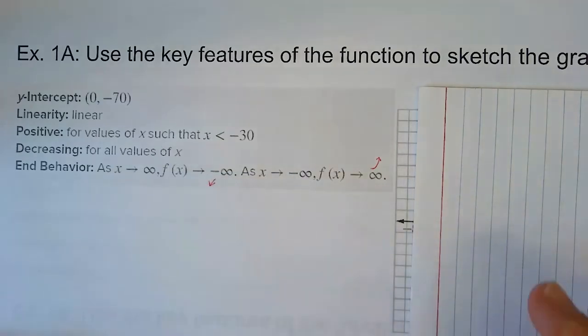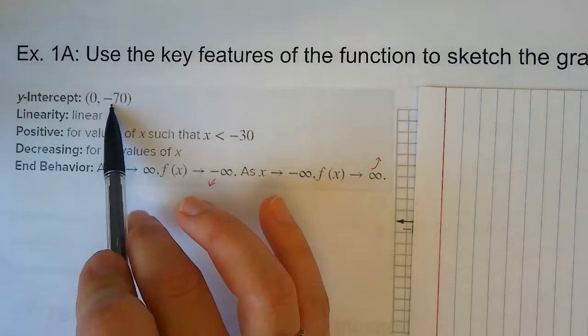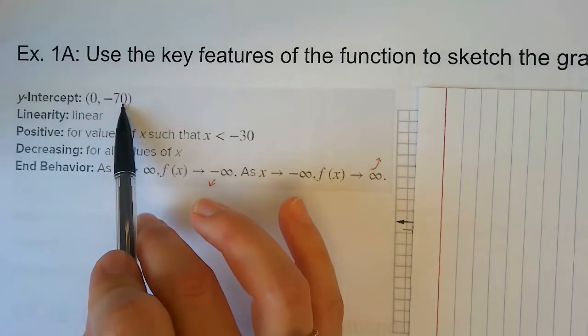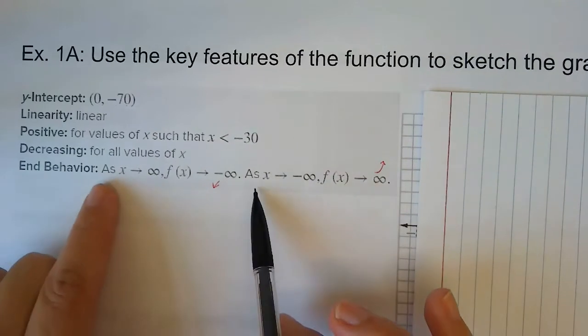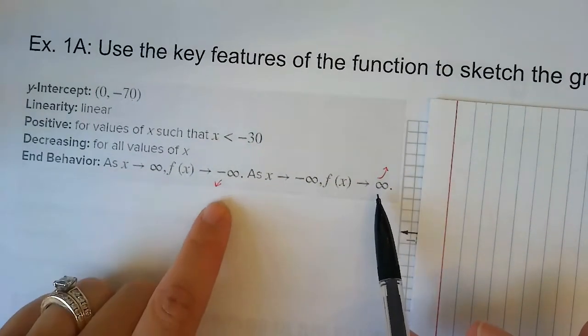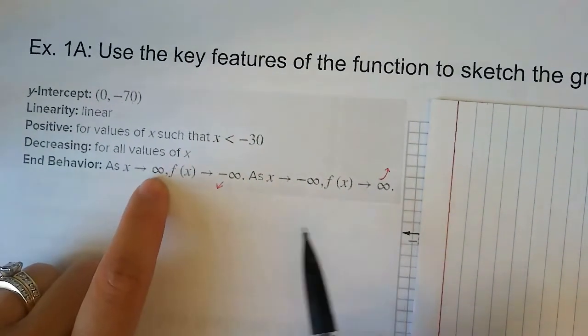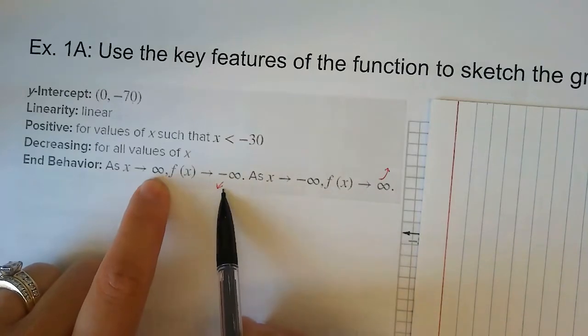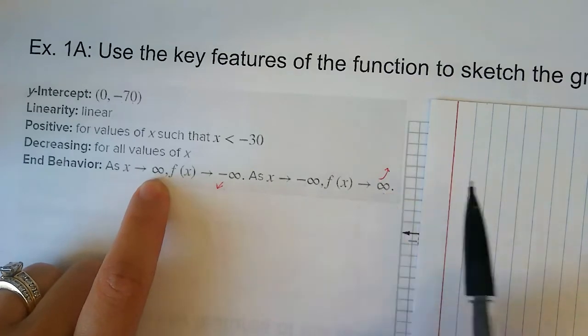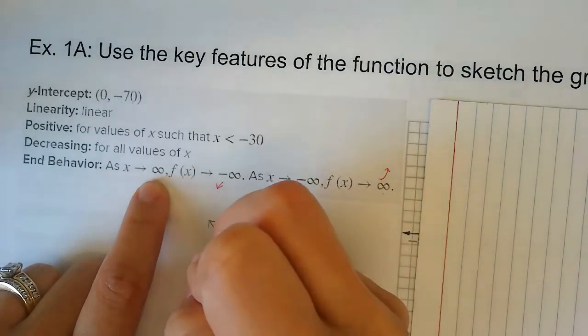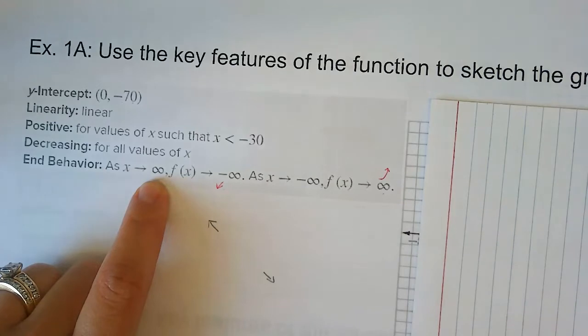So the first thing I did is I went ahead and plotted my y-intercept. So on the y-axis, put a point at -70. Then what's going to happen is I look at my end behavior because that's going to show my tails. So as x is going positive, this is showing me that I'm going to end down. And as x is going negative, it's going to go up. So I know that my one on the left is going to be up and the one on the right is going to be down.